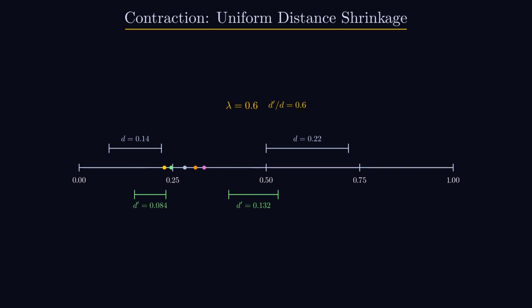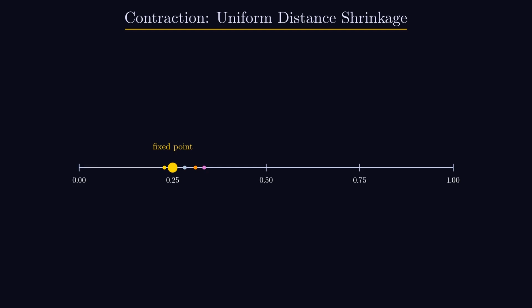Three further applications of G drive the 5 points into a progressively tighter cluster. Each iteration multiplies all pairwise distances by lambda, so after k applications, the distances have shrunk by a factor of lambda to the k. Since lambda is less than 1, lambda to the k tends to 0 as k grows, forcing the entire orbit to converge to a single location. The fixed point of G is the unique location every orbit converges to. It satisfies G of x star equals x star by construction. Its image under G is itself.